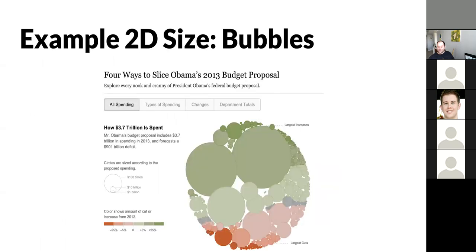I've shown this before when I talked about red-green color blindness. This is again a New York Times visualization, and you can see this encoded here with the size of the bubbles.